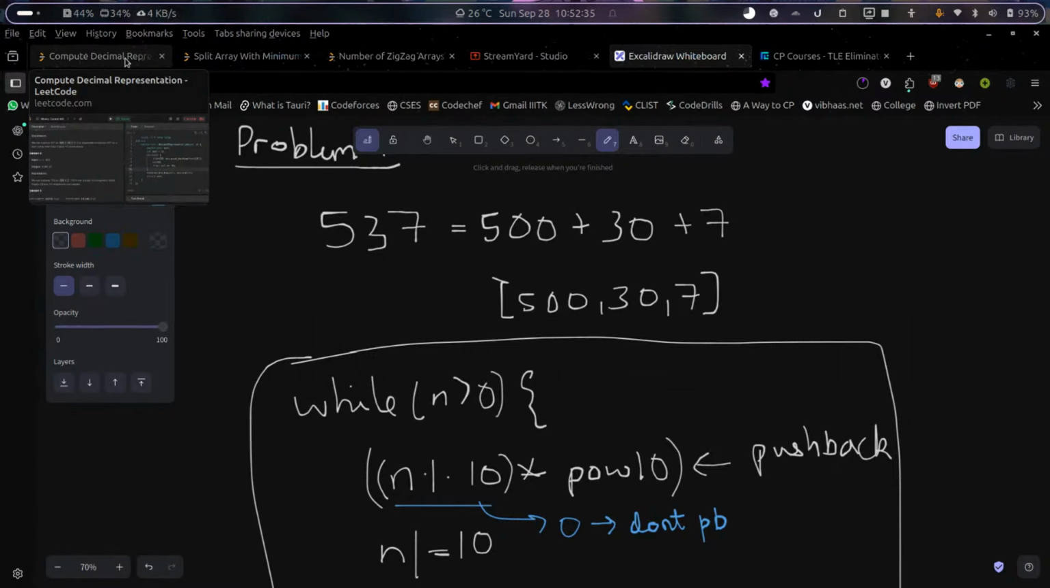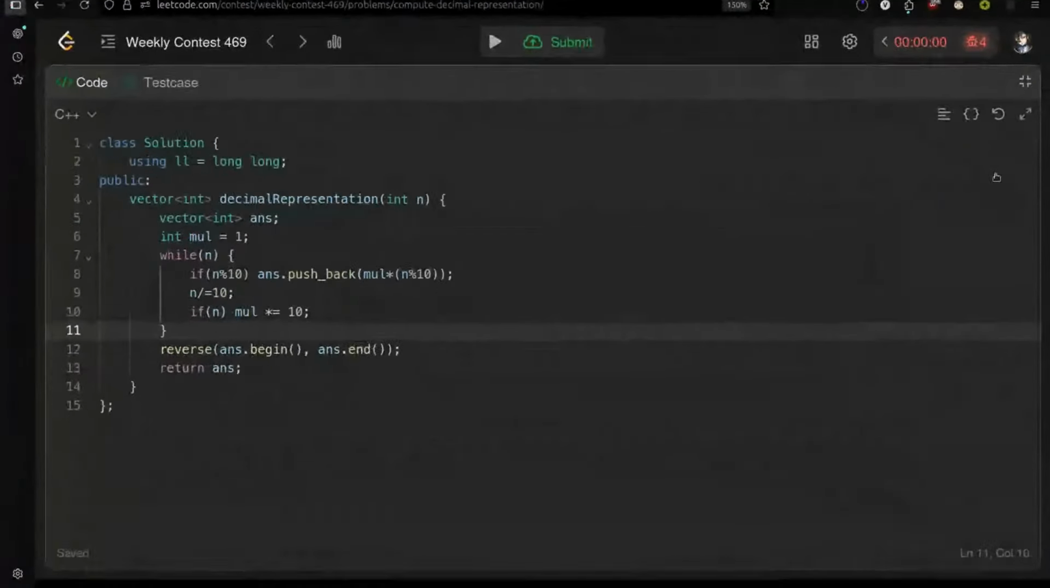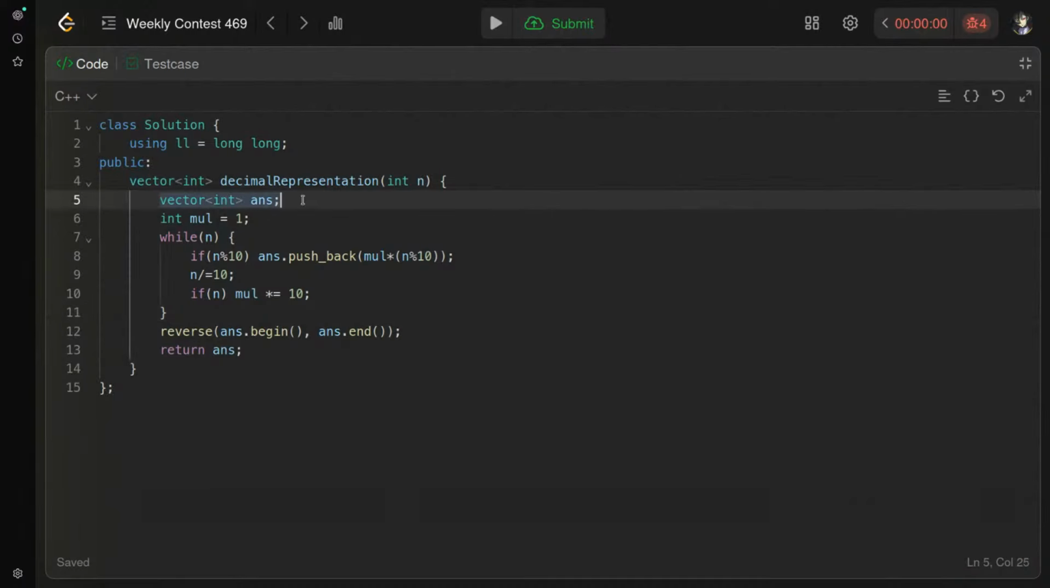So that's all. Let's have a quick look at the code. So yeah, we define our vector answer. This is our power of 10. So initially it will be 1. I just called it null over here, right? If we check if the remainder is positive, right? If the remainder is positive, we'll push back this null times the remainder.